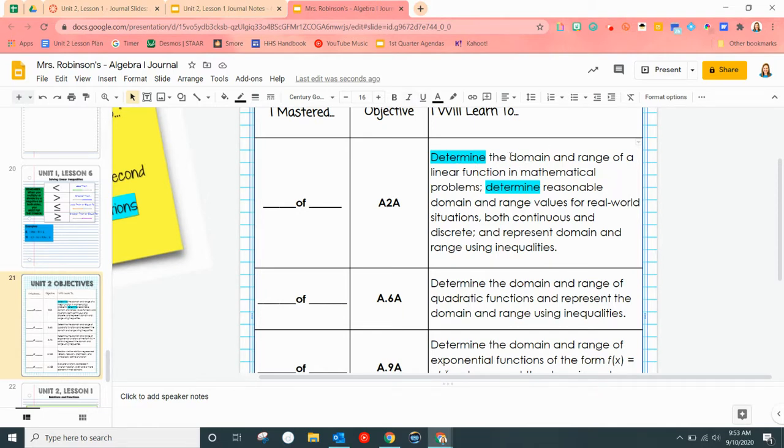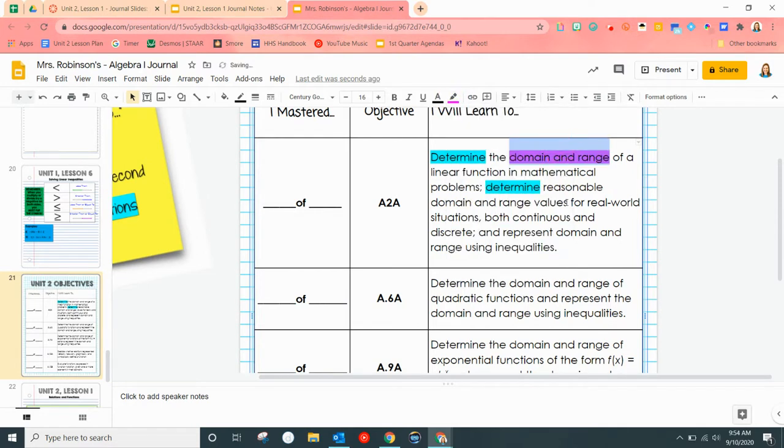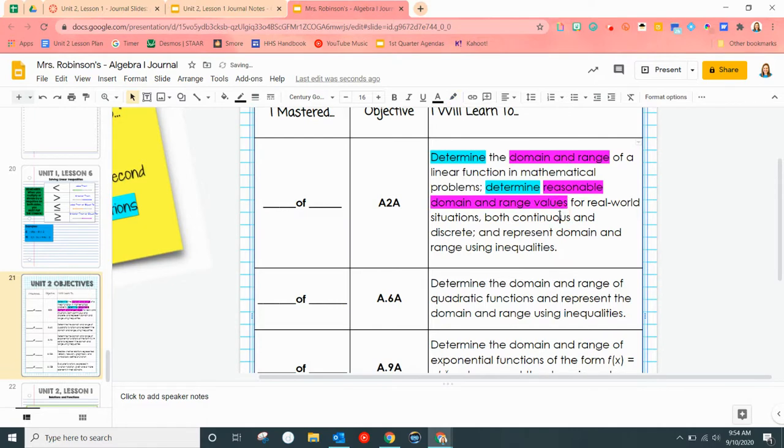Well, what am I determining? I'm going to determine domain and range. That's what I am determining, so that's my noun. I'm going to do those in pink. I'm going to determine domain and range. I'm also going to be determining reasonable domain and range. So there's my other nouns.